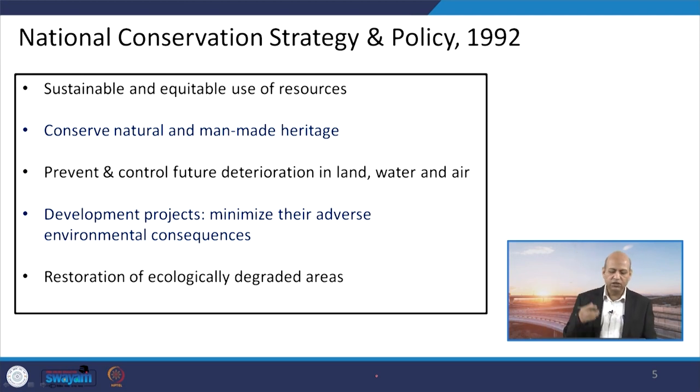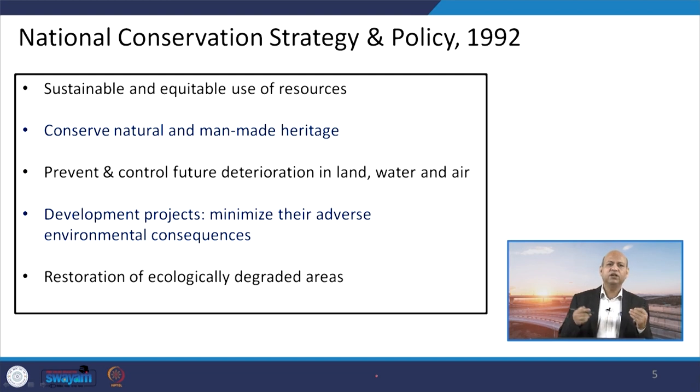Then, to conserve the natural and man-made heritage. There is heritage of both kinds, natural, for example the Ganga River, certain oceans, certain parts of the Himalayas, all of which are natural heritage and part of the cultural heritage also. Man-made and natural heritage are part of our centuries-old, thousands of years old civilization. So the conservation and protection of that heritage is also part of this policy.